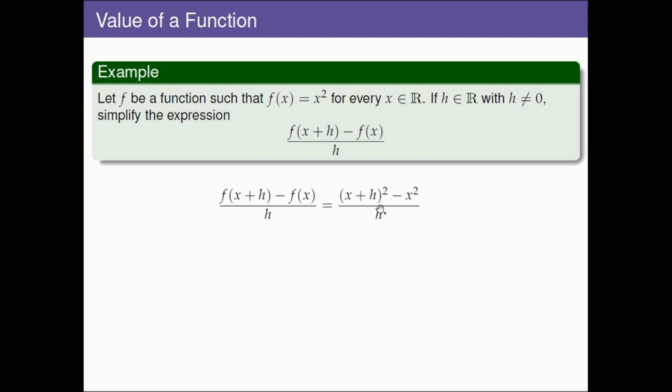Now, x plus h squared equals x squared plus 2xh plus h squared. And then we copy the rest of the expression. We can cancel out x squared in the numerator so that we have 2xh plus h squared over h. And we divide the numerator by the denominator to get 2x plus h. This is now the simplified expression.